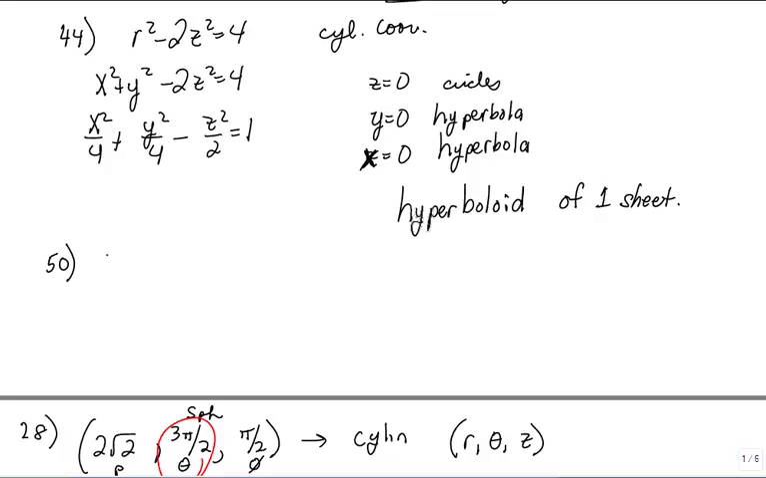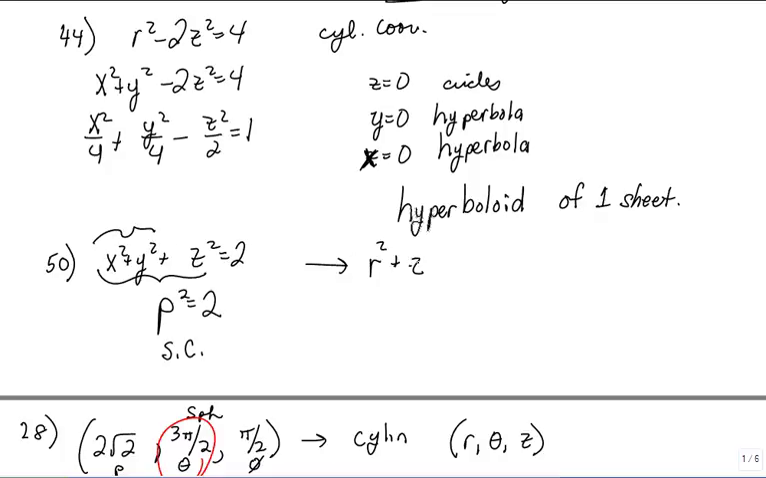Okay, last one. This is in rectangular. I'm going to change it to spherical. That's rho squared equals 2. So in spherical coordinates, or this is r squared, and that's in cylindrical coordinates. And that's a sphere.